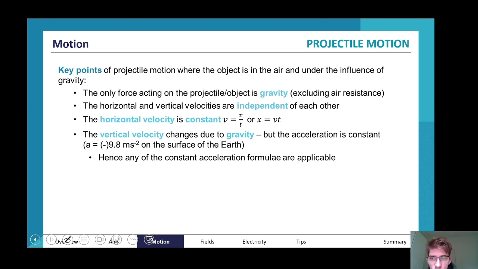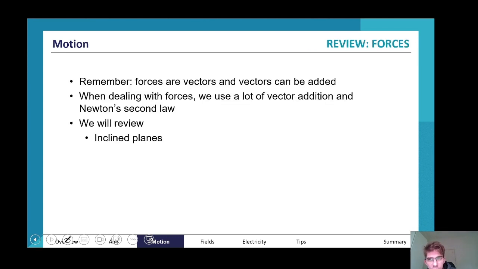The key points to remember about projectile motion are that when a projectile is in the air under the influence of gravity, the only force acting on the projectile is gravity. The horizontal and vertical motions are independent of each other. The horizontal velocity is constant, and the vertical velocity changes due to gravity, but the acceleration is constant. Hence, any of the constant acceleration formulas are applicable. Does that make sense, guys? I think it's pretty straightforward.